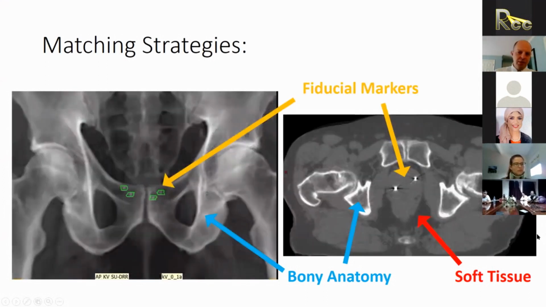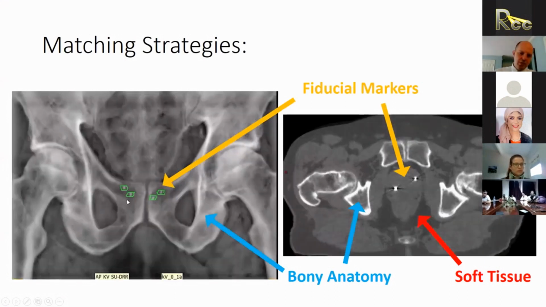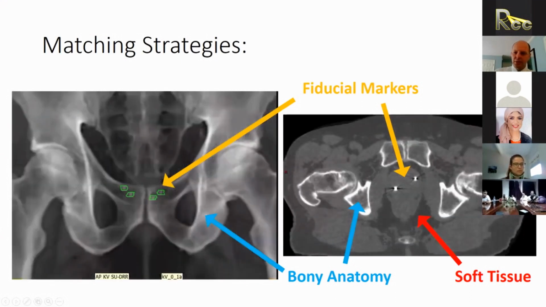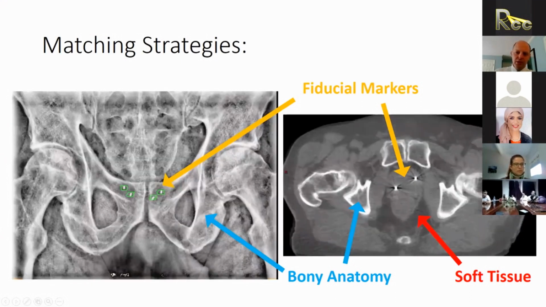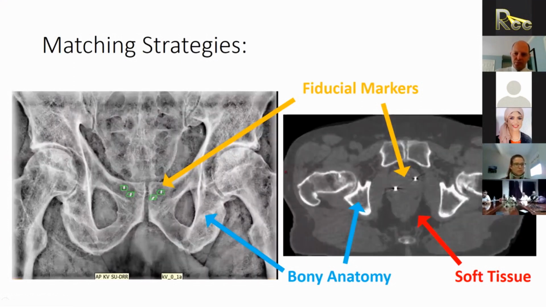The other option is fiducial markers, when they are implanted. Here you can see these fiducial markers that have been matched for this patient, and you can see them on the projection image, and you can see them on the 3D image. So those are three potential ways that you could align this patient.